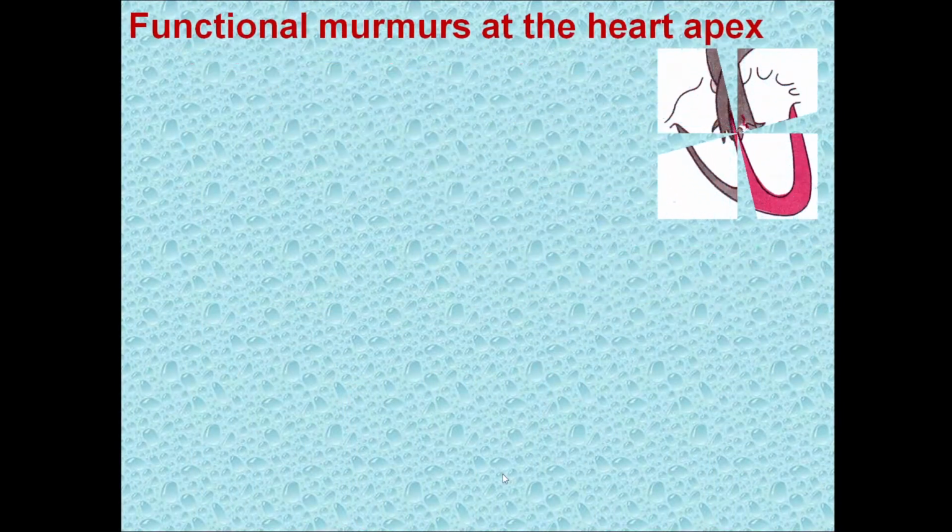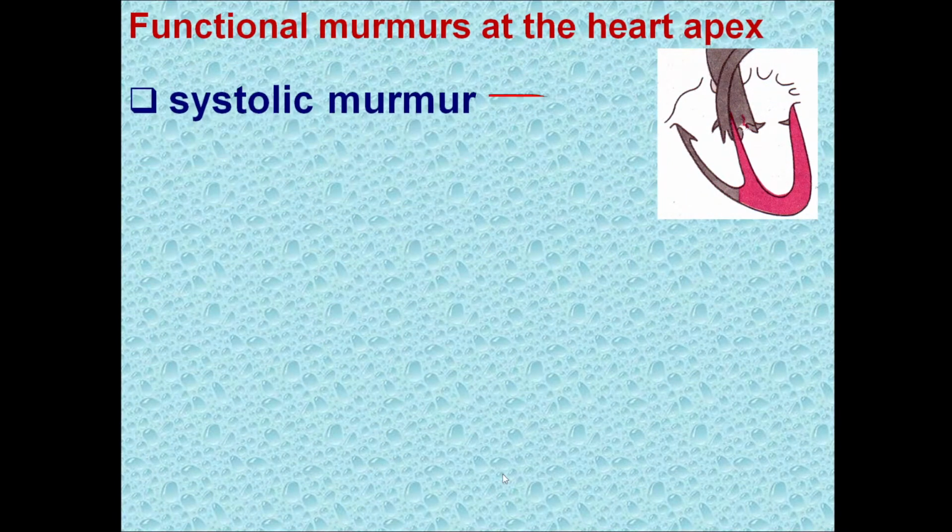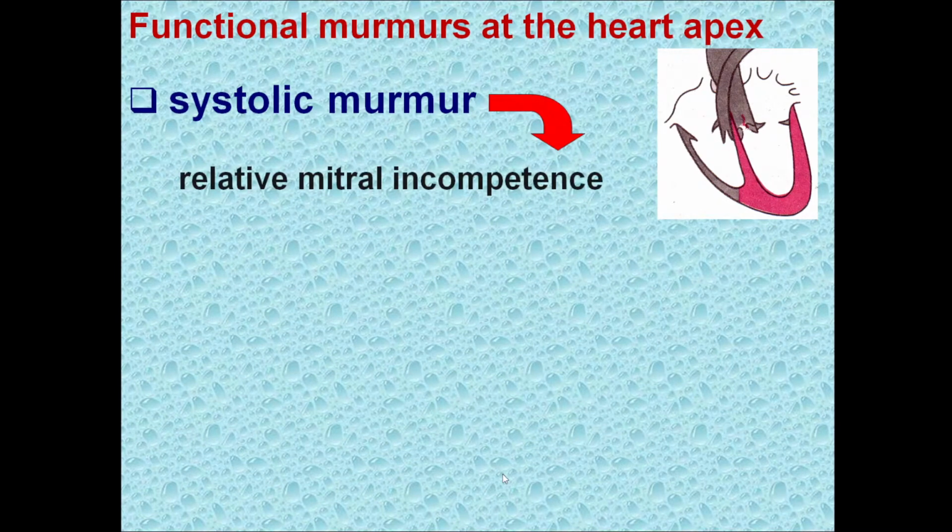I want to remind you about the functional murmur at the heart apex of a patient with aortic regurgitation. One minute ago we spoke about the systolic murmur due to relative mitral incompetence, because of the dilated left ventricle and dilated mitral orifice, which cannot be closed by the normal mitral valve, which did not grow together with the dilation of the orifice.